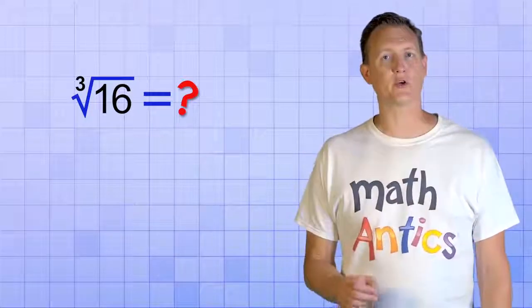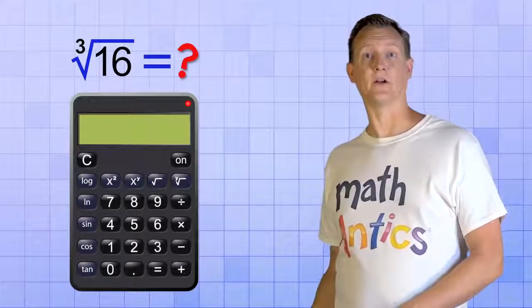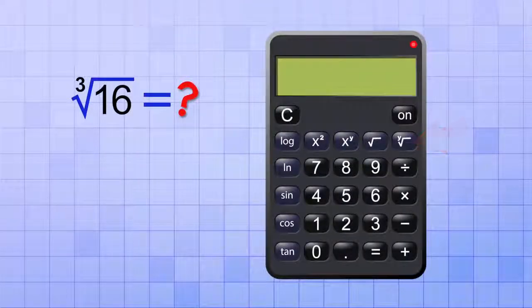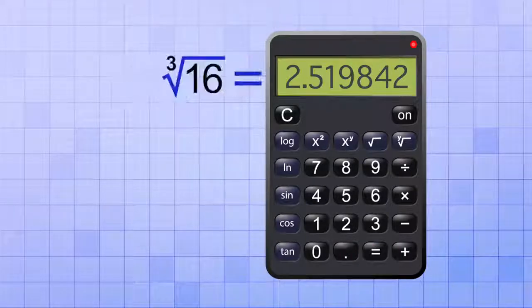Instead, I'm going to use a special root function on my calculator to get the answer. And on my calculator, the button for that root function looks like this. To use it, I first enter the number that I want to take the root of, which is 16. Next, I hit the root function button, and then I enter 3, so it knows that I want the third root of 16. Last, I hit the equal sign, and voila! The answer is 2.519842, and the decimal digits just keep on going forever.